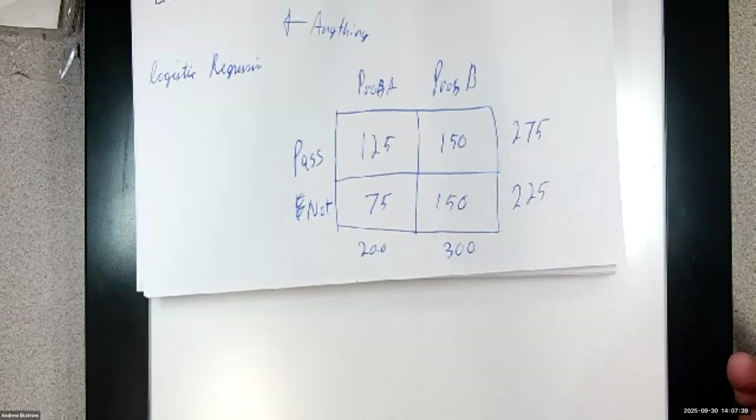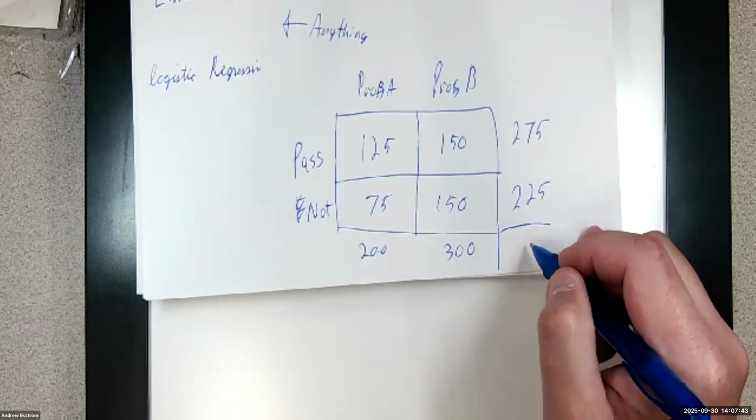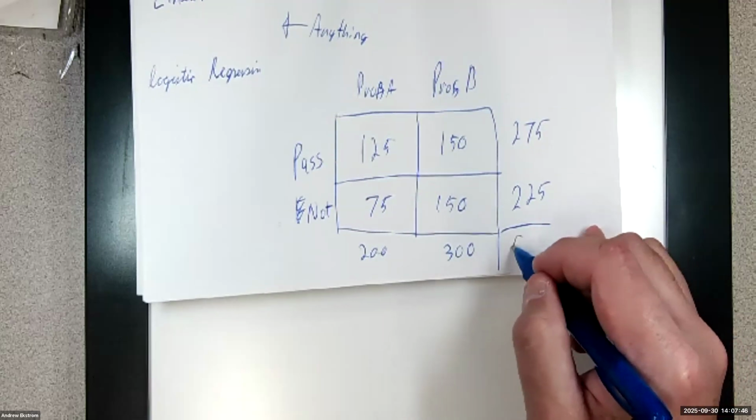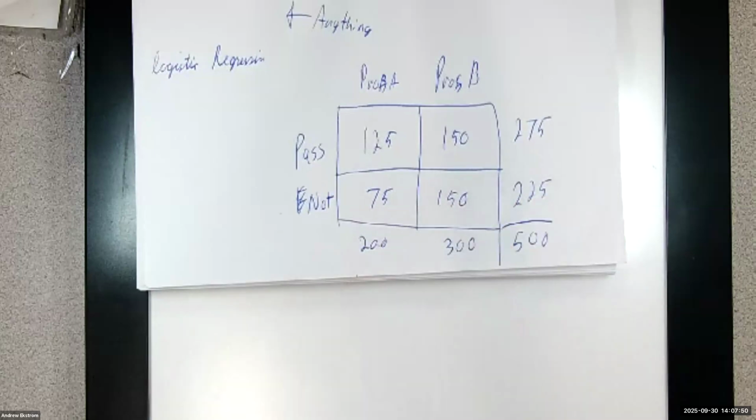It's going to be 225. And then we also need to talk about the total, which in this case is going to be 500. So with a table like this, we can now go in and do a chi-squared test a couple different ways.